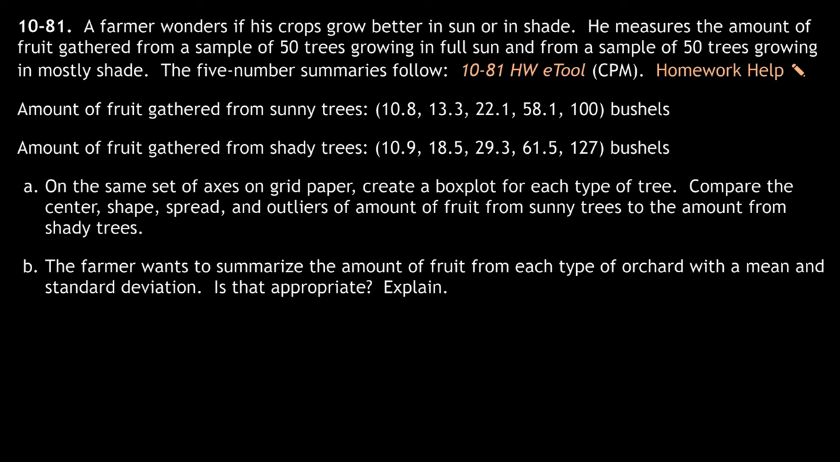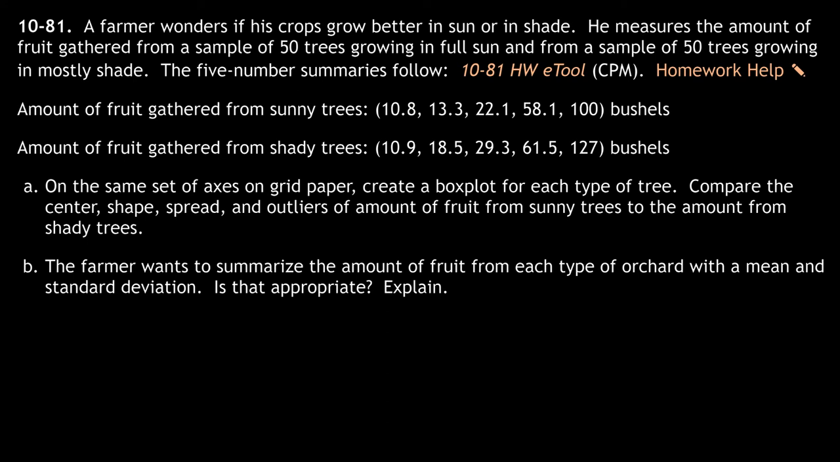He measures the amount of fruit gathered from a sample of 50 trees grown in full sun and from a sample of 50 trees grown mostly in shade. The five number summaries follow. That's great. So they're giving me that and not the actual data. That's cool. I don't have to put in a bunch of data.